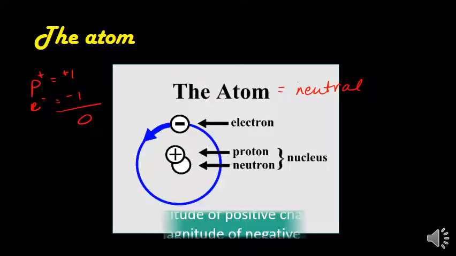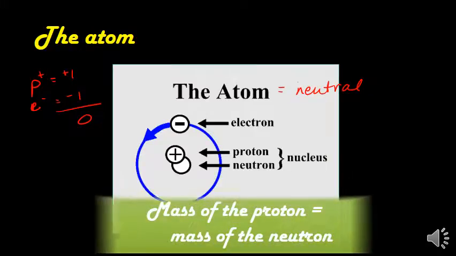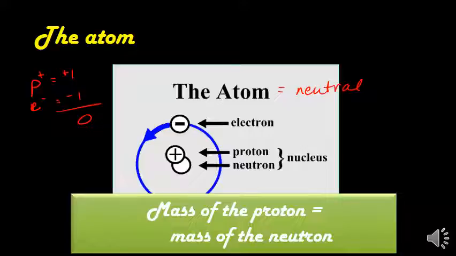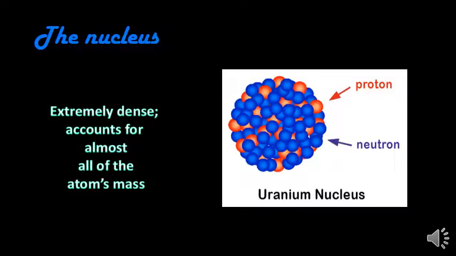charge. Now, the mass of a proton and the mass of the neutron are roughly the same thing, and we say that the mass of both of those is equal to 1 atomic mass unit, and the mass of the electron is basically 0 atomic mass units. So the entire mass is found in this nucleus of the atom. If you recall, the nucleus is extremely dense and it accounts for almost all of the atom's mass. I mean, there's some mass in the electrons, but we do get to ignore those.